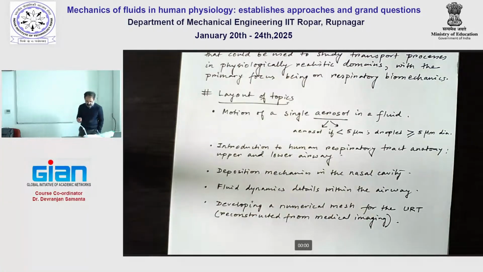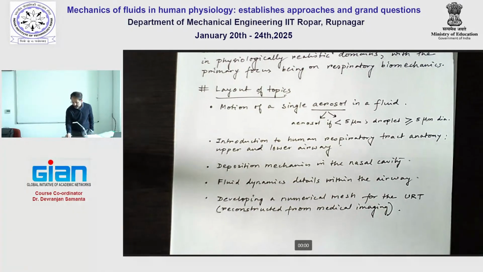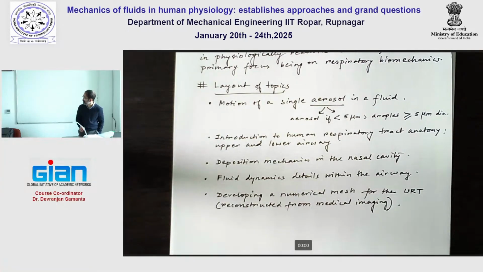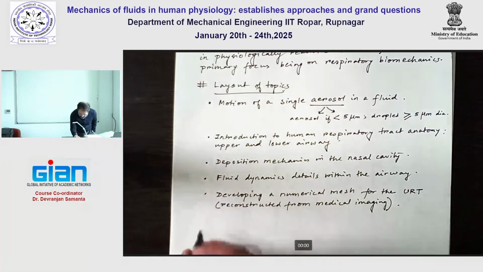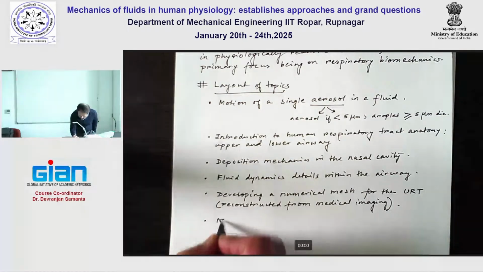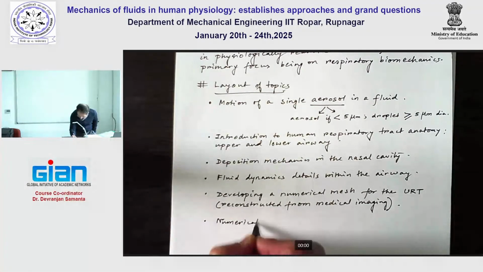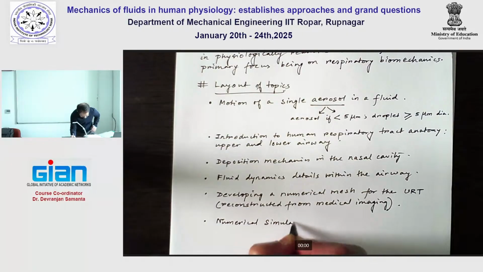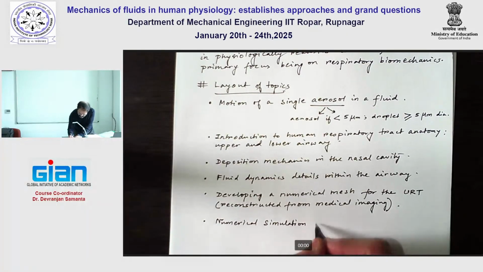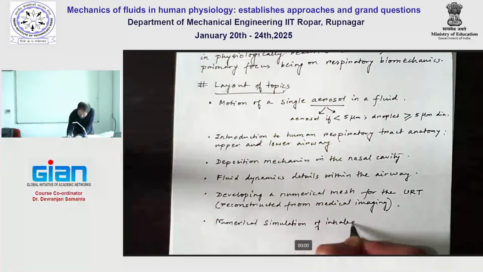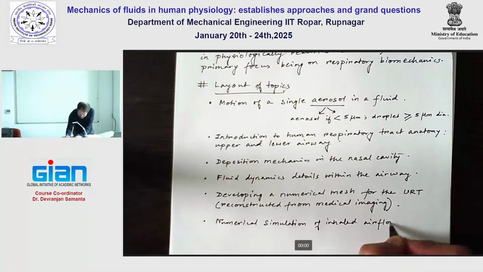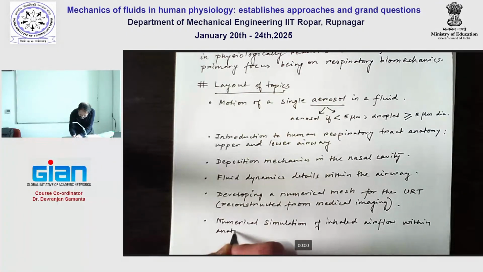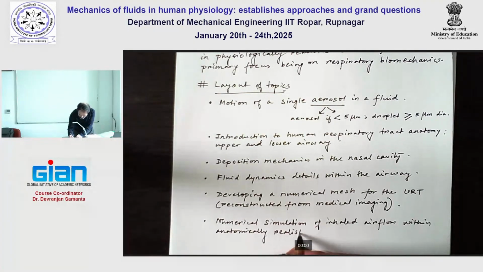So once we build the mesh, we are going to simulate both breathing and particle transport through that subject's airway. So 1, 2, 3, 4, 5. The sixth topic would be numerical simulation of inhaled airflow within anatomically realistic respiratory tract.